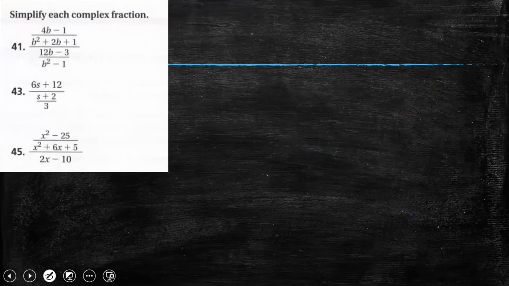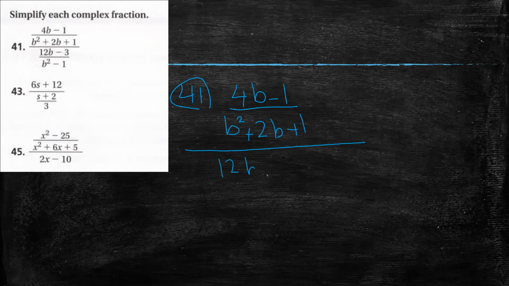Now let's solve these questions here. Simplify each complex fraction. 4b minus 1 over b squared plus 2b plus 1 divided by 12b minus 3 over b squared minus 1. Yalla, I'll give you 2 minutes now. Simplify it and tell me the answer. I'm waiting for your answer on WhatsApp.